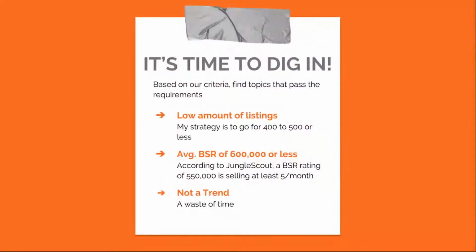So once you get your list done, it is time to dig in. Just from the top of the list, go down, or from the bottom, go up. Based on the criteria, find topics that pass the requirements. Well, before you even do that, think about some things that are already going to be oversaturated, things you already think will be too hard to get into, and then start with this method right here.